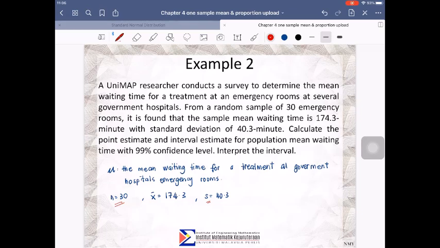As you can see in this question, we didn't know the value of sigma, but then our value of n is 30, so no problem. We're going to use our formula of x bar minus and plus z alpha over 2 times s over square root of n. The question asks us to calculate the point estimate and interval estimate for population mean. Then we need to interpret the interval.